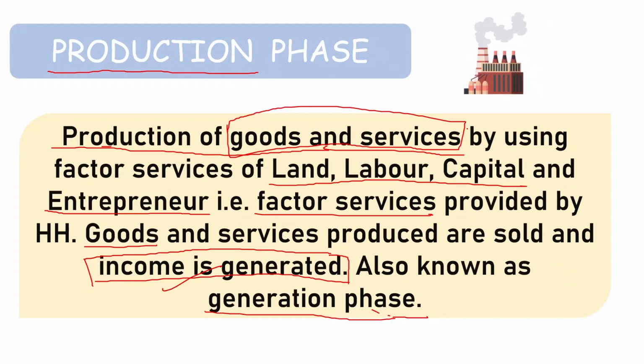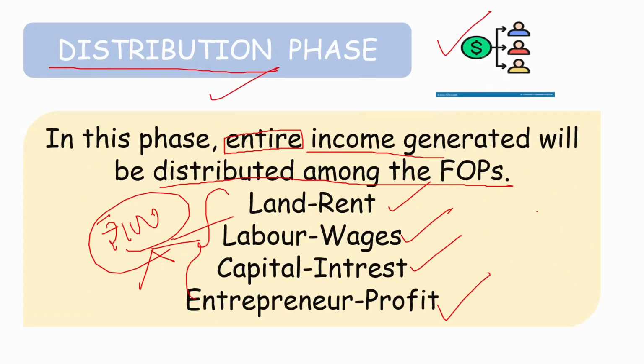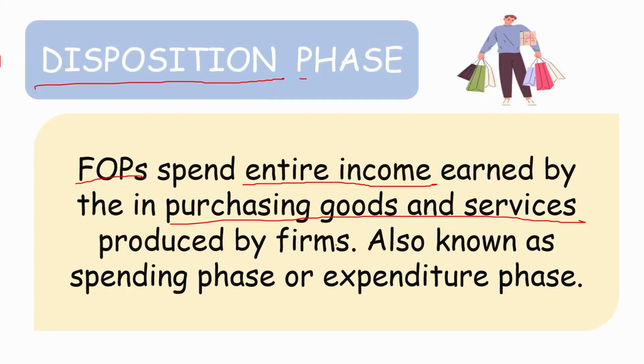Okay, so here they produce goods and services, then here they earn income, and here in this phase, they give out their entire income in purchase of goods and services. So this person worked out a lot. He did a lot of hard work in the entire month, and then he spent his entire income, did not save a single penny, and spent his entire income in purchase of these goods and services. Also known as spending phase or expenditure phase, because some expenditure is happening, some expense is happening, or there is some spending which is happening in this phase.